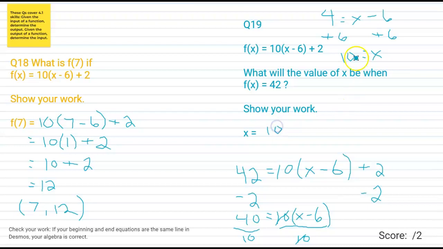And if you ever want to check your work, you can plug your answer in here and see if it's true. So remember we said that f of x is 42. So let's plug in a 10 right here for x and see if that's true. So 10 minus 6 is 4. 10 times 4 is 40. 40 plus 2 is 42. Yeah, that works.